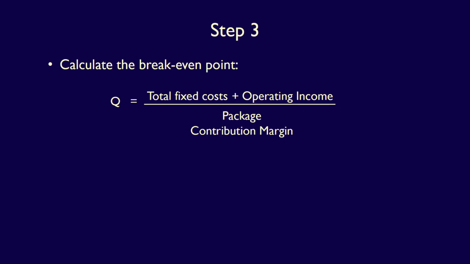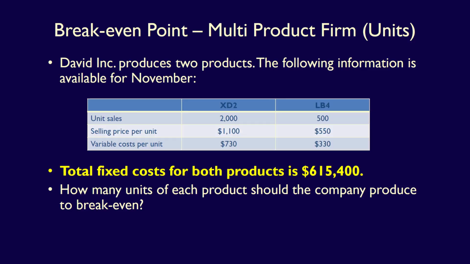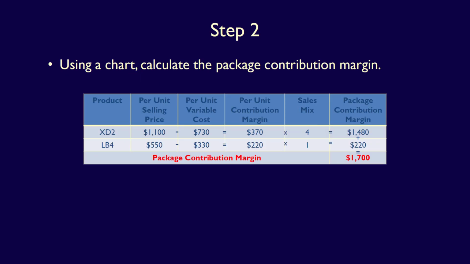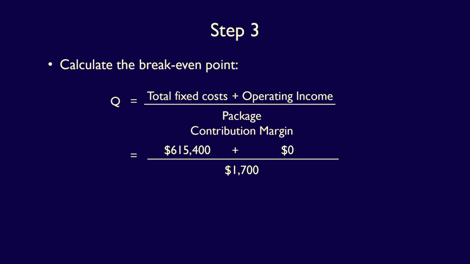We can now move on to step 3, calculate the break-even point. The formula is as follows. Q, meaning quantity in units, is equal to the total fixed costs plus the target operating income, all divided by the package contribution margin. We know that total fixed costs is equal to $615,400, and we know that the package contribution margin is $1,700. Therefore, we can place these in the formula. So Q is equal to $615,400 plus 0, because we have no target operating income when we calculate break-even, all divided by $1,700.